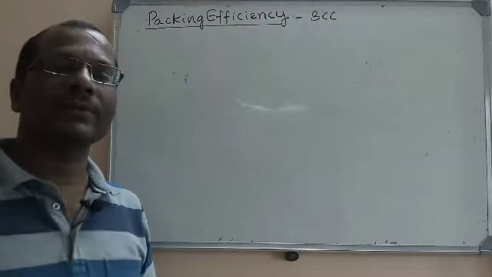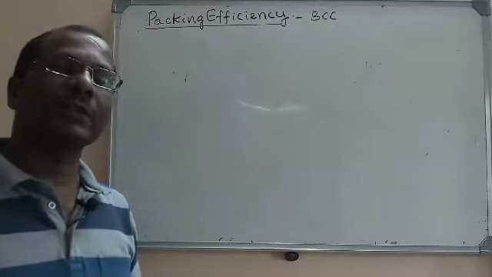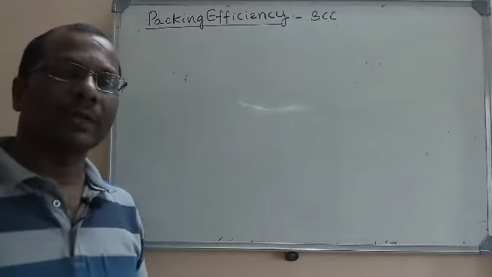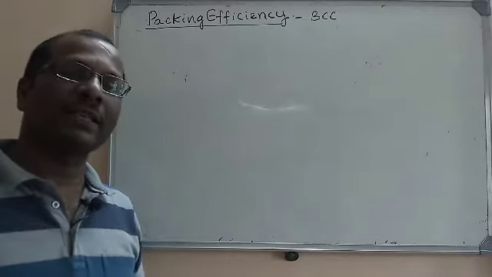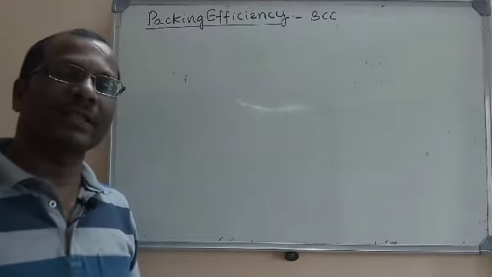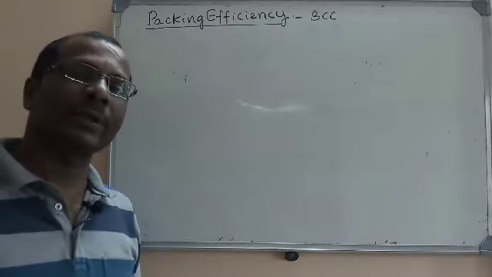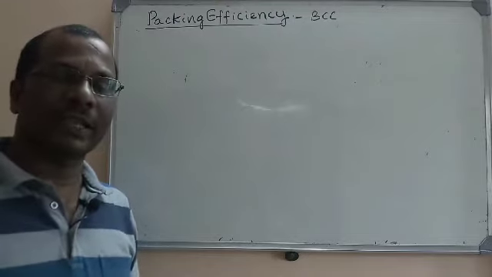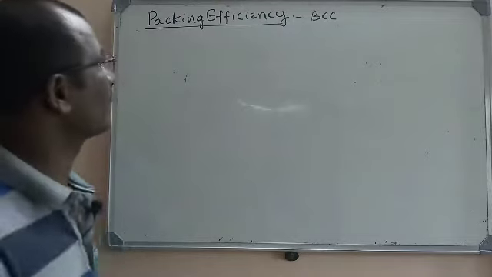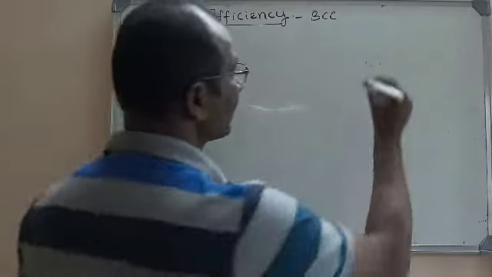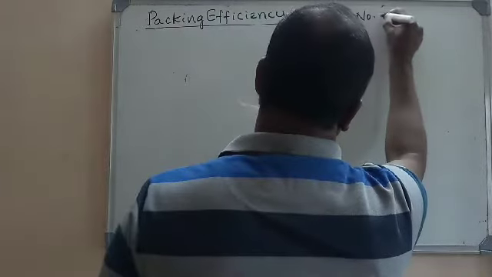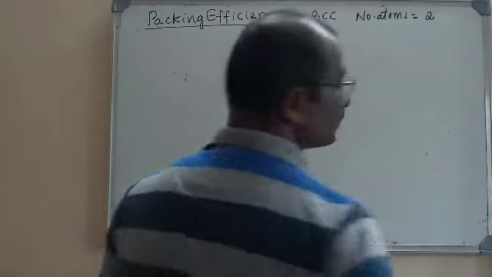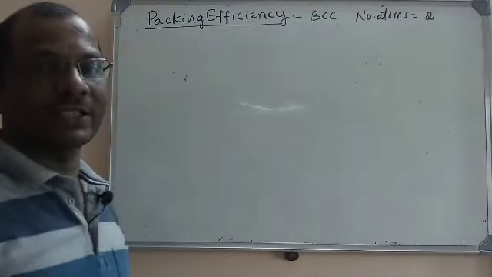What is the number of atoms in a BCC? You all know that in BCC the number of atoms will be 2. How is it? Already we have calculated the number of atoms in each of simple cubic, body centered unit cell and FCC. You can refer to the earlier videos. So the total number of atoms in a BCC unit cell is equal to 2. So the number of particles is 2.